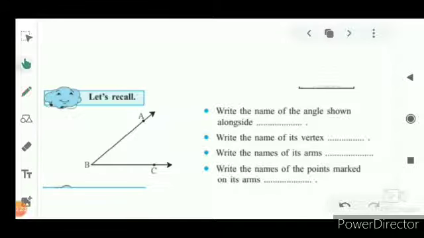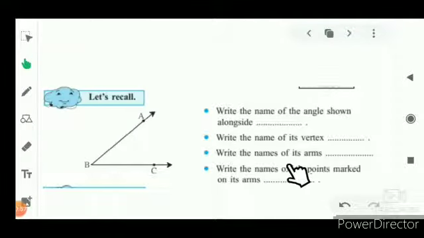First of all, recall this angle ABC is given. What is the name of the angle shown alongside? The name of this angle is angle ABC. What is the name of its vertex? The vertex is the point where the two arms of the angle meet. Here the arm AB and the arm BC meet at the point B. So point B is called the vertex of the angle.